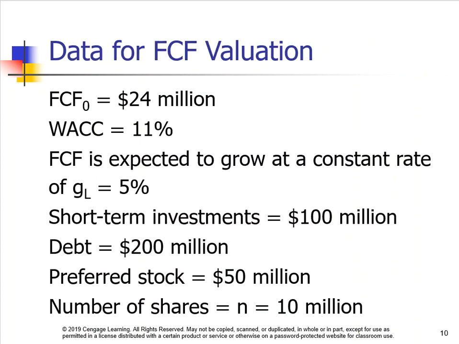Okay, these numbers are from the mini case in your book on page 339. I don't know if you need to look at your book, but you can open it if you want in case you forget something as we go through this. So this is all given in the problem. And so there's free cash flows at time 0 of 24 million, WACC's 11%. Free cash flows are expected to grow at a constant rate of 5%, and then they've got short-term investments, debt, preferred, and 10 million shares outstanding.